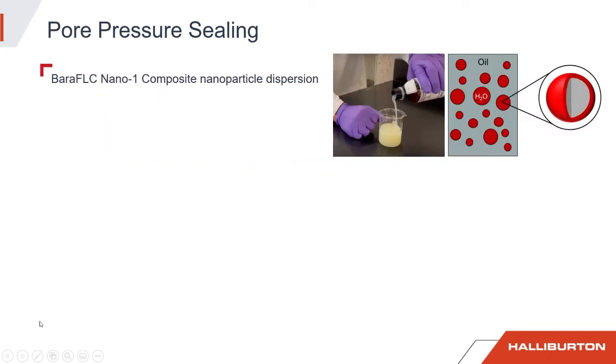So first, let's go back to pore pressure transmission for a minute. Our first nanoparticle product was created to help stop this transmission and the resulting destabilization of shales. BaraFLC Nano-1 is an emulsion which contains dispersed nanoparticles. We have worked with various operators to investigate how it could seal off pressure in shales. In independent laboratory testing, we saw some really exciting results.